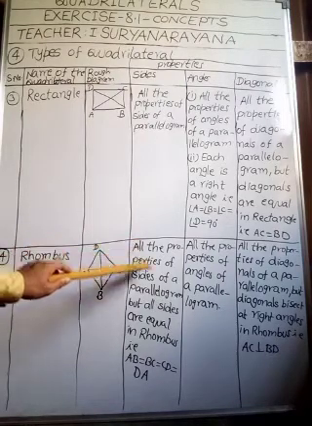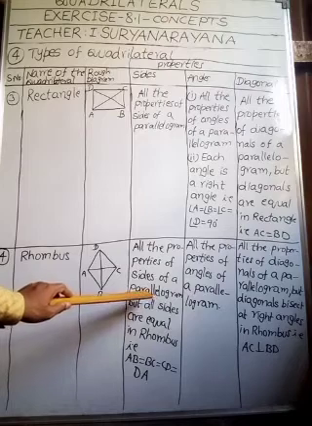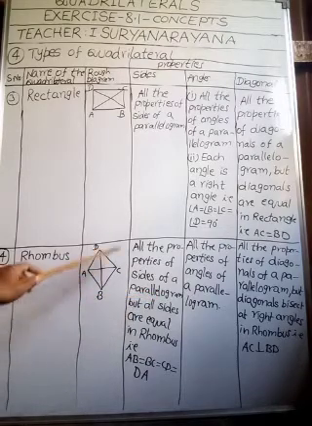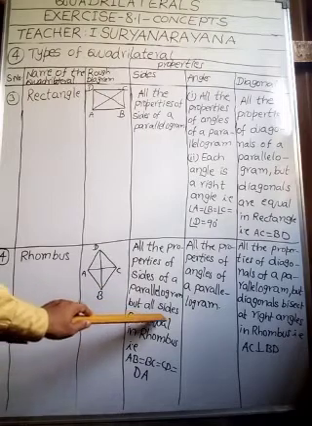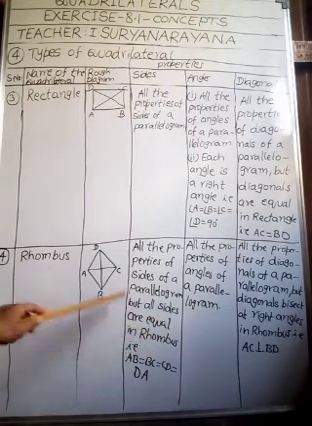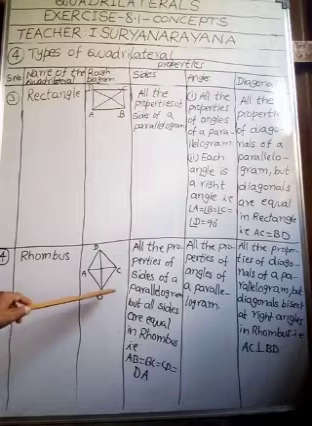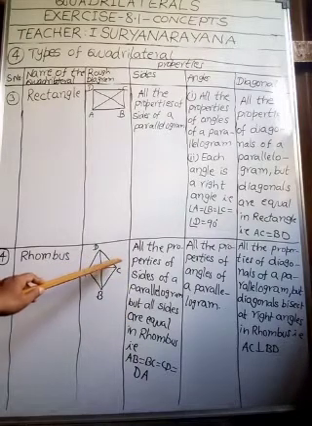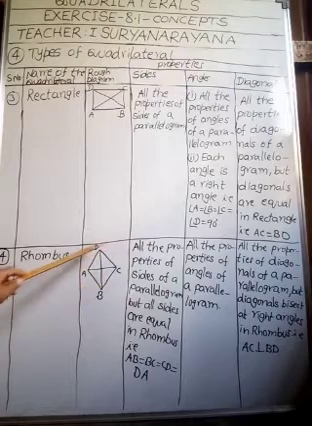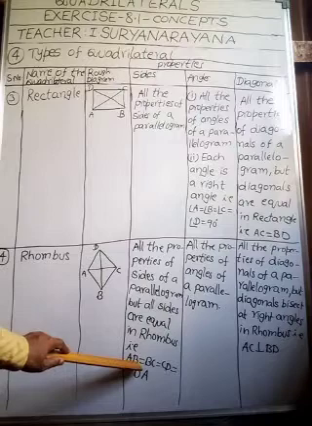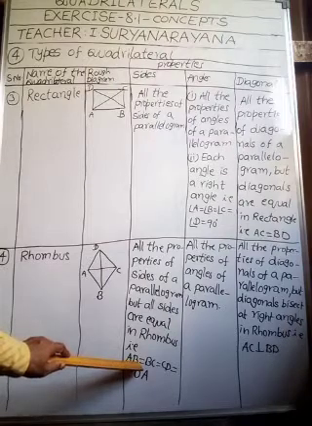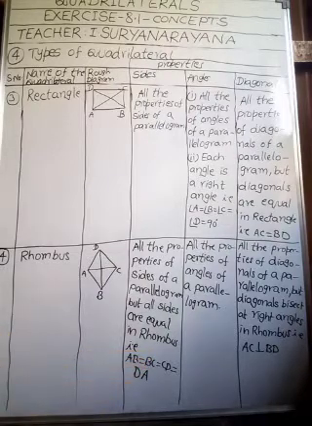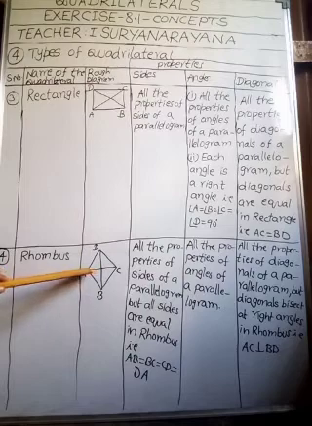Here also, all the properties of sides of a parallelogram apply, meaning opposite sides are parallel and equal. And moreover, all the sides are equal, not only opposite sides. That is, AC is equal to BC is equal to CD is equal to DA. All these sides are of equal length. Okay, my children, this is the additional property. Understood the difference between parallelogram and rhombus?